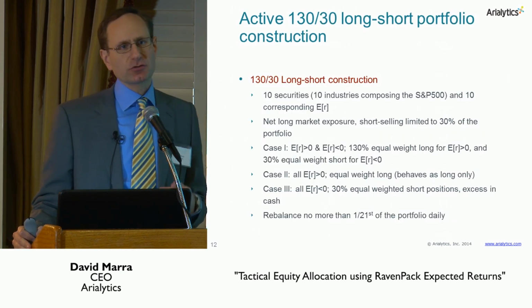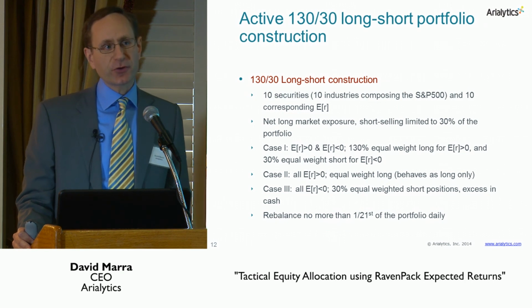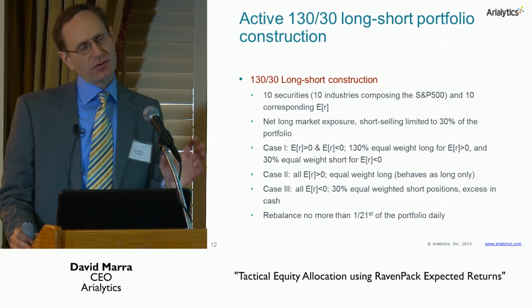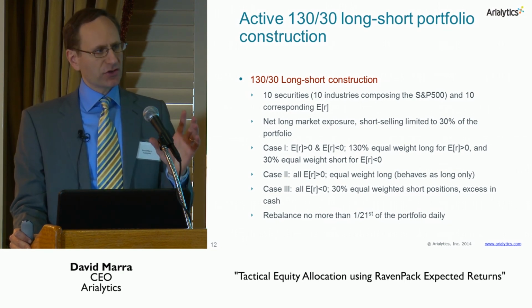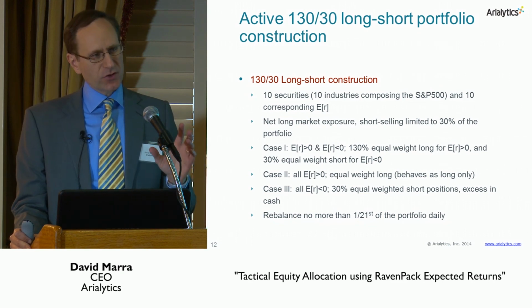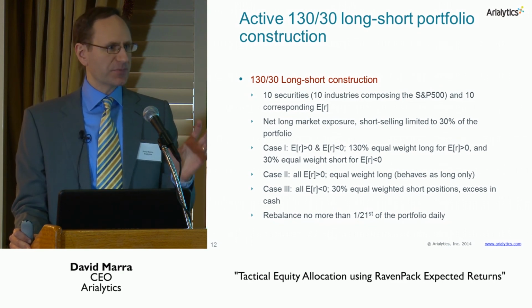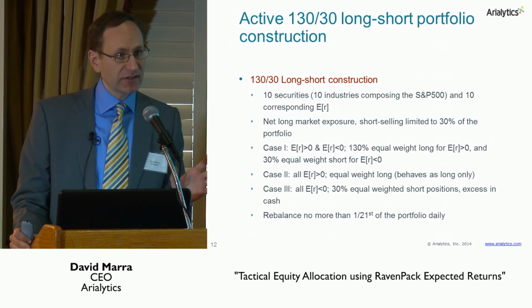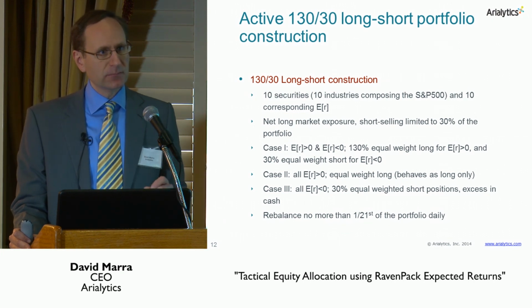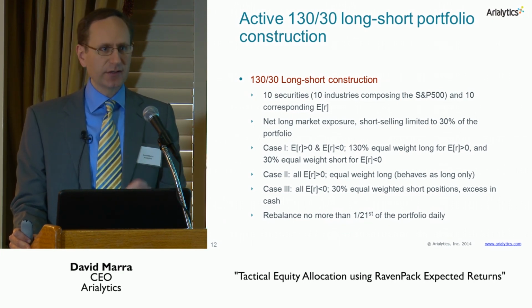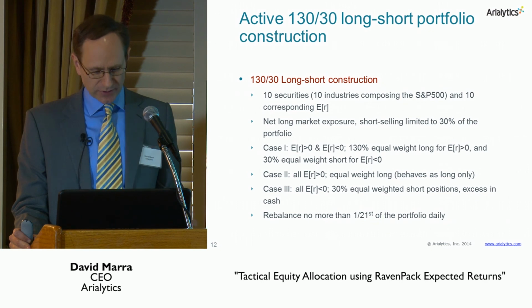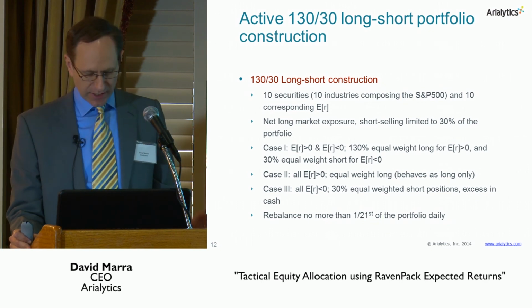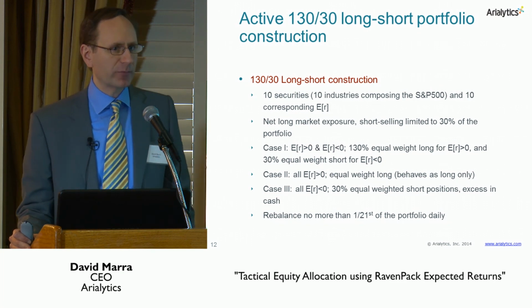Then we also wanted to construct long-short portfolios, and we did these 130-30 long-short portfolios. So the portfolio is always net 100% long. It's equal weighted for the expected returns which are positive, and we put 130% weight on that. And then it's equal weighted among the expected returns which were negative, and we go 30% short that. That's how we did it. It's pretty standard. And the same thing, we rebalanced no more than 5% per day.